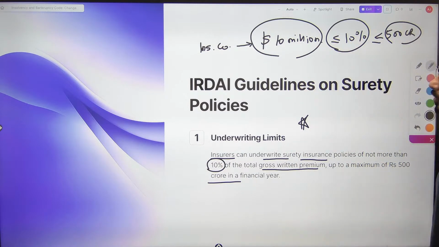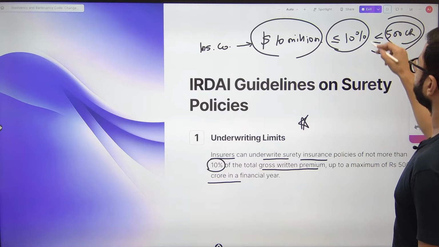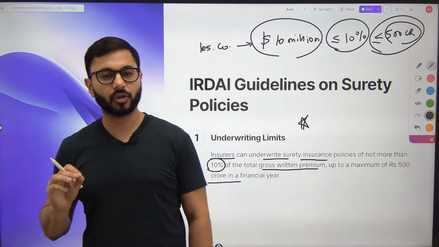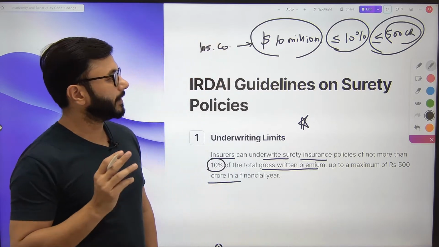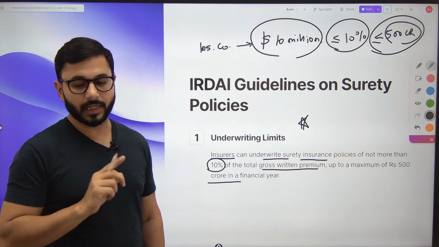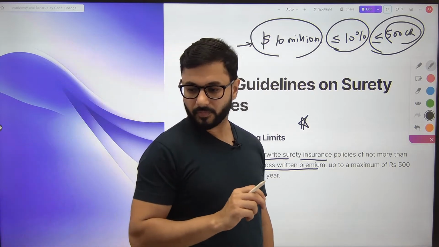Maximum of 10% of gross return premium, subject to a maximum of 500 crore. It cannot be more than 500 crore. It can be less. It can be less than 10% of gross return premium. It cannot be more than 10%. Is it clear till here? Okay?